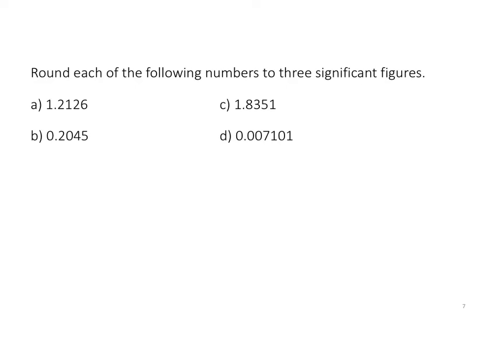Okay, so this is the rounding of each of the following numbers to 3 significant figures. So we'll highlight the 3 here. 1, 2, 3. And then let's look at the 2. So if it's 5 or greater, we're going to round up. If it's not, then it stays the same. So that is a 2. 2 makes it stay the same, so this number is 1.21.